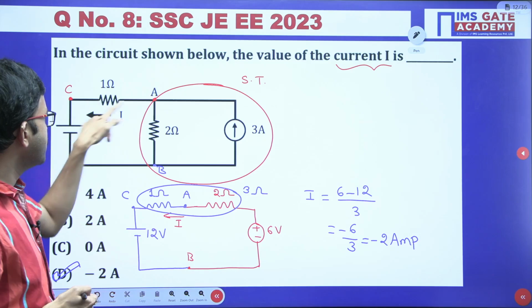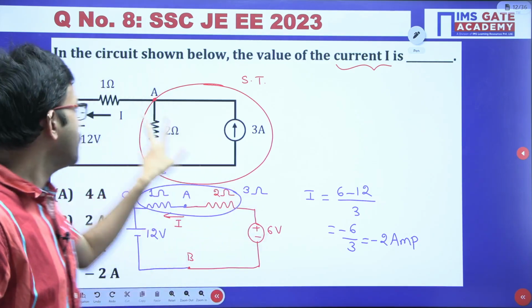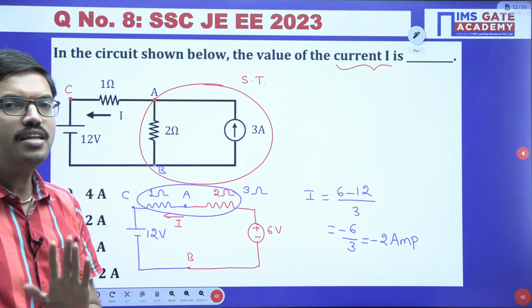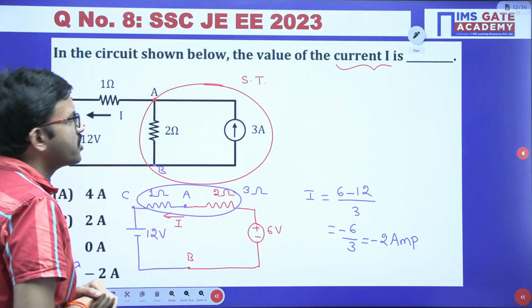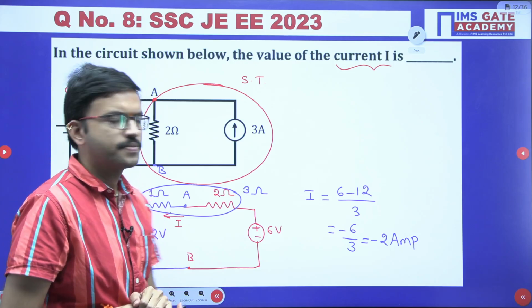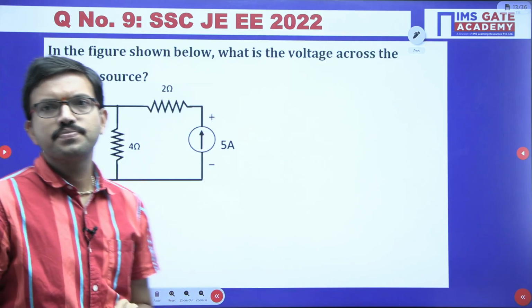Suppose here you have to calculate the current I. Here you should not apply source transformation, because if you apply it, the terminals are going to change. That is the reason: where you are supposed to find the response, there you should not apply source transformation. Okay, I hope all of you are getting the clarity. Right. Next question, all of you give it a try.